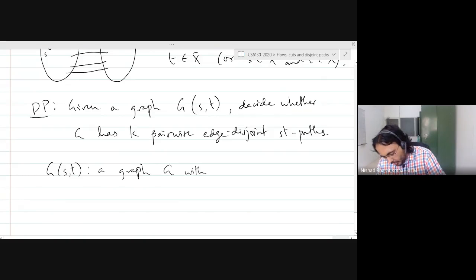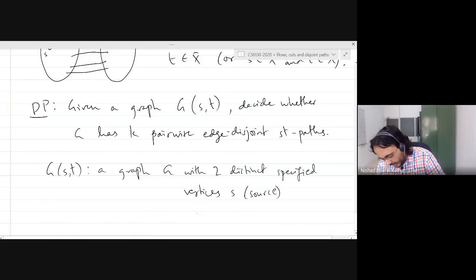with two distinct specified vertices. They're already given to you. S, I will call S the source, and T, I will call it the target.